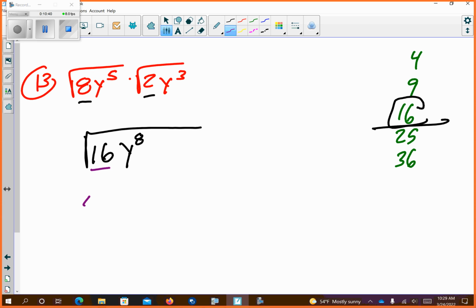So the square root of 16 is 4. Square root of y to the 8th is y to the 4th. There's nothing left behind. We were able to do the math function of square rooting. Okie dokie, artichoke. Everyone's happy?